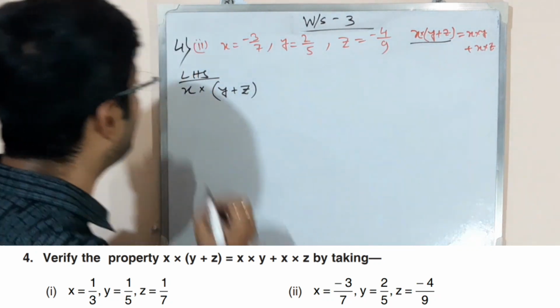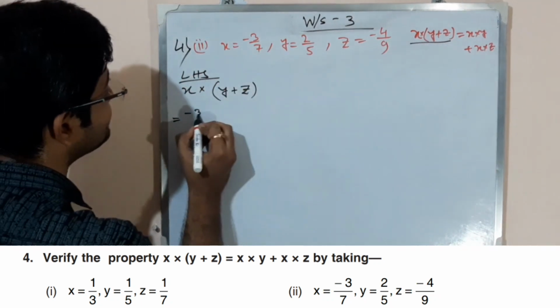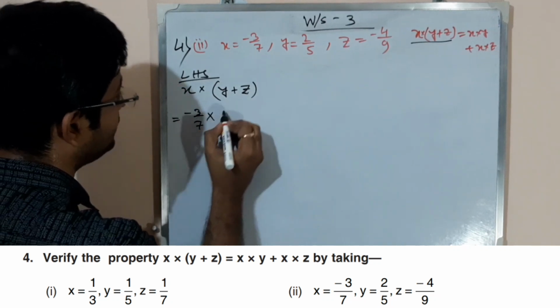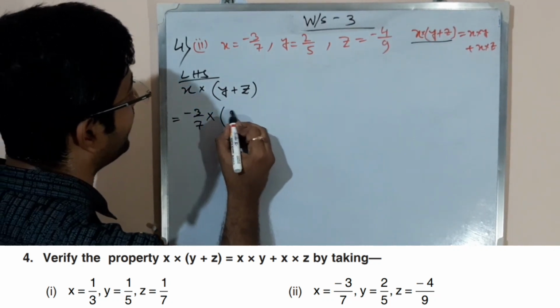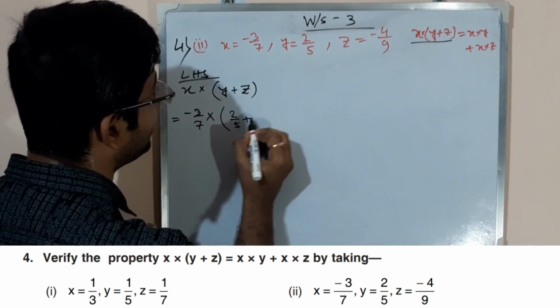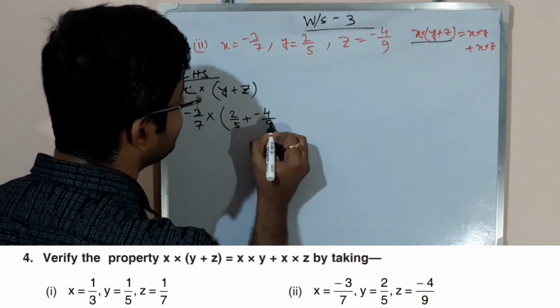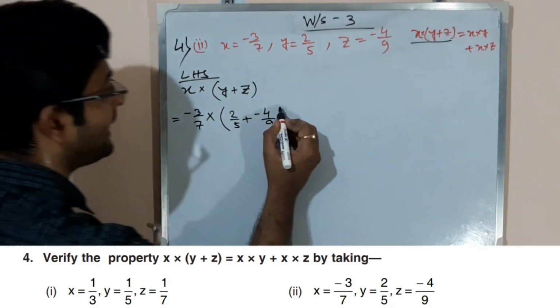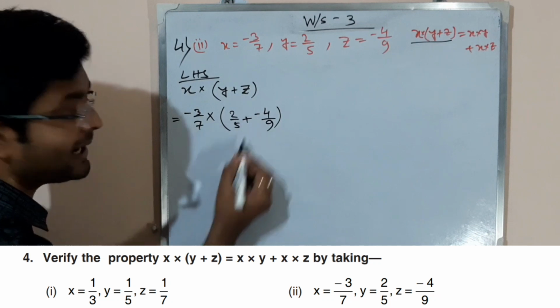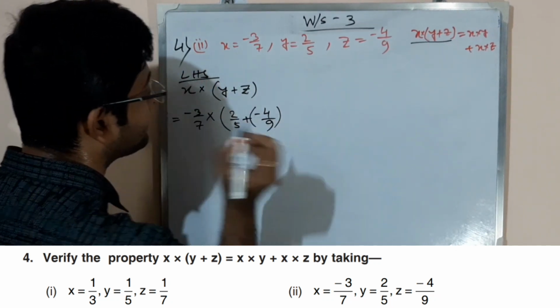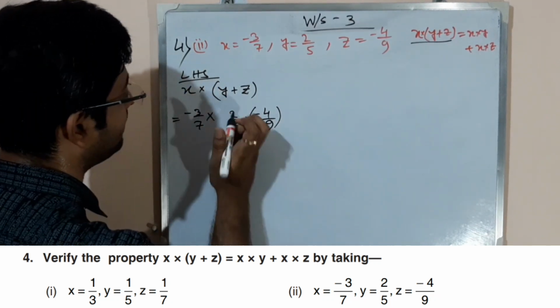Now what is the value of x? That is minus 3 by 7 into bracket close. Now what is the value of y? 2 by 5 plus minus 4 by 9. One problem arises over there: you can see that plus and minus are both signed together. So that one I have to change.